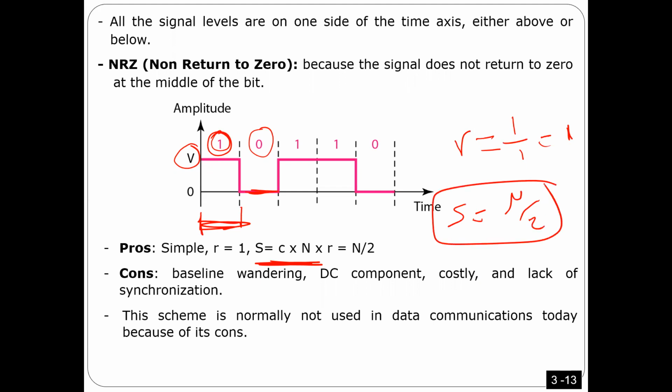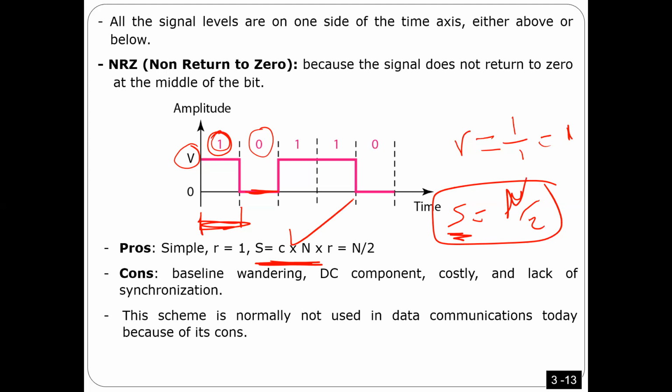Is that good or bad? This is wonderful. This is great. Why? Because this is the best thing we can do in the case of a two-level encoder. The best the bandwidth required can be is N divided by 2, or the bit rate is double the bandwidth. So this is perfect. That's good.